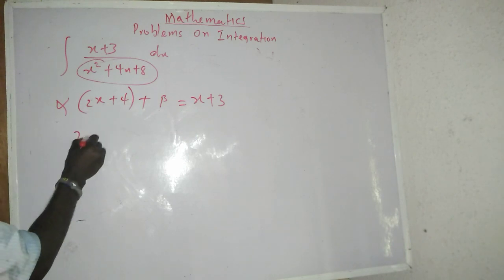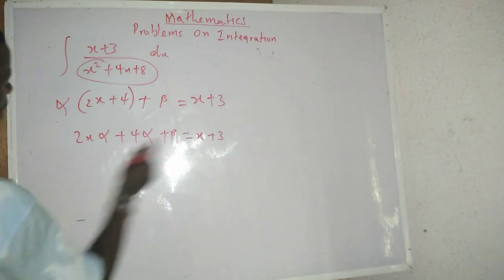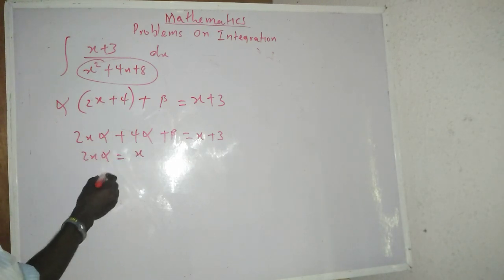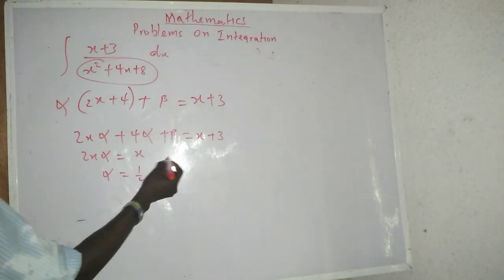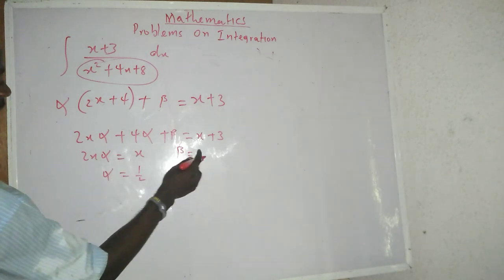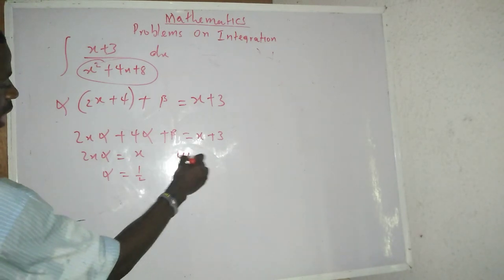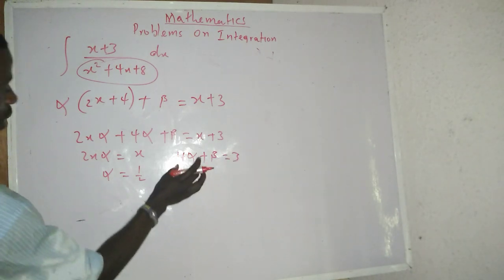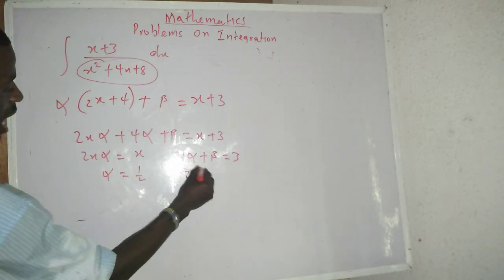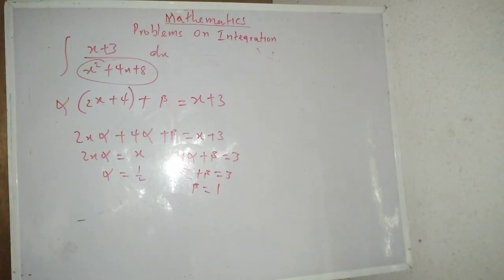So I will have 2x alpha plus 4 alpha plus beta equals x plus 3. Now 2x alpha equals x, so my alpha equals 1 over 2. For my beta, 4 alpha plus beta equals 3. With alpha equal to 1 over 2, 4 alpha is 2. If I put this here, I have 2 plus beta equals 3. My beta equals 1.